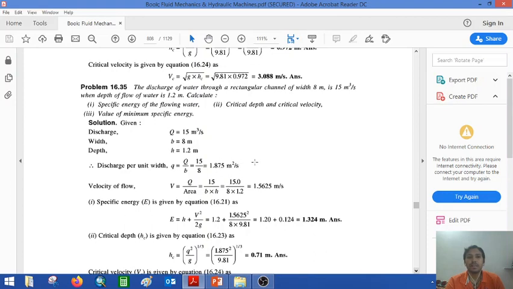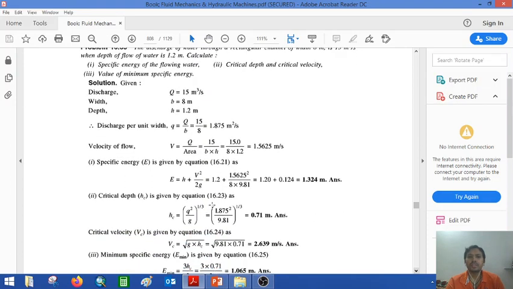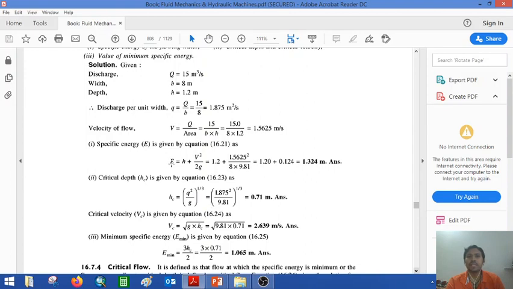Please remember that these are new units. If somebody asks what is the unit for discharge, you say meter cube per second, but for discharge per unit width, the unit will be meter square per second, right? These are the important points that you have to remember. Now we find the velocity, Q by area, so 15 by B into H, 15 by 8 into 1.2, and we get 1.5 meter per second. The same value you insert in the equation for specific energy. The specific energy is equal to H plus V square by 2G. Insert this value and you can find the specific energy.